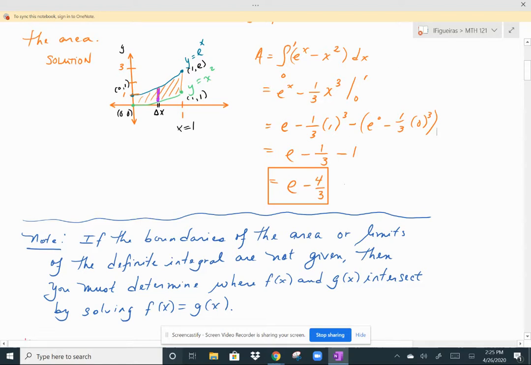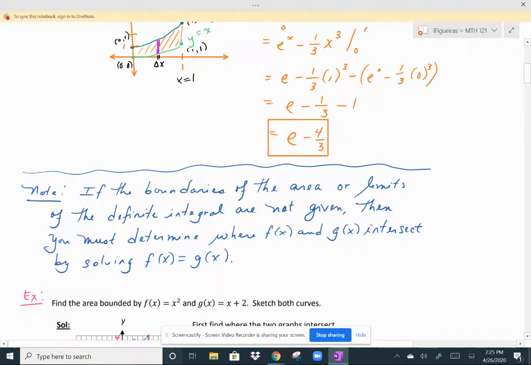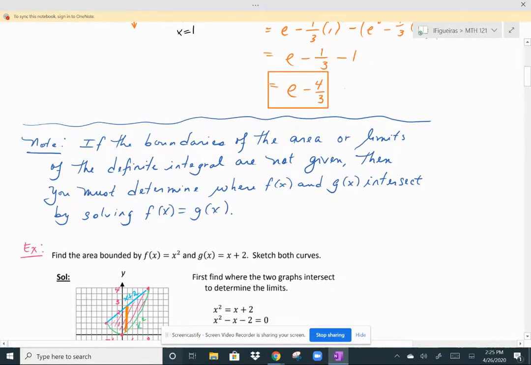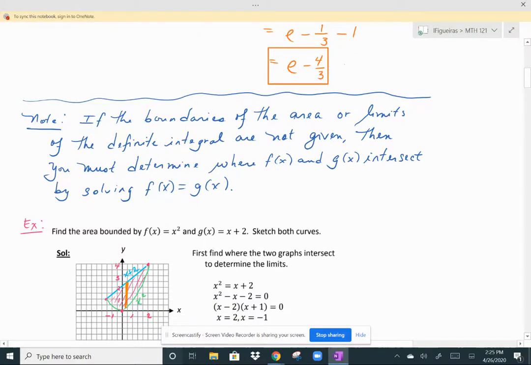All right, so sometimes the boundaries of your area are not obvious, and therefore you won't know the limits of the integral. When you do not know the boundaries or the limits, then you have to first determine where f of x and g of x intersect. And we do that by solving this equation. We set f of x equal to g of x and solve for the value or values of x.